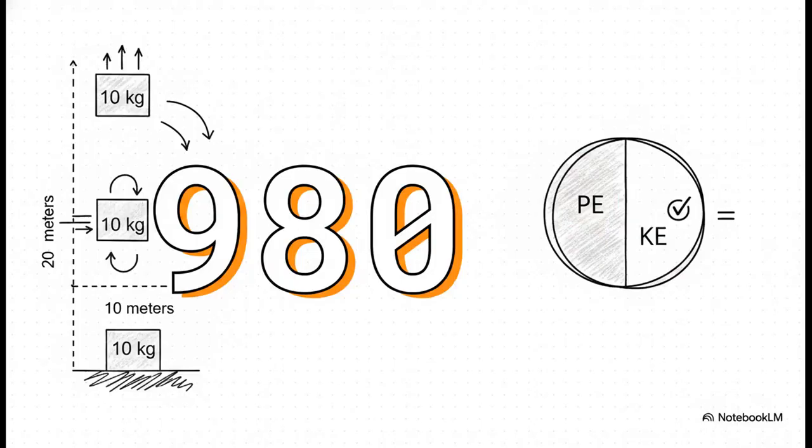The answer? They are perfectly equal at 980 joules each. Here's the immediate reasoning for that. At the top of the cliff, its potential energy is its mass times gravity times height. So, 10 kilograms times 9.8 meters per second squared times 20 meters, which gives us an initial 1960 joules. Exactly halfway down, half of that vertical height is gone. That means exactly half of that potential energy, 980 joules, has transformed perfectly into kinetic energy.